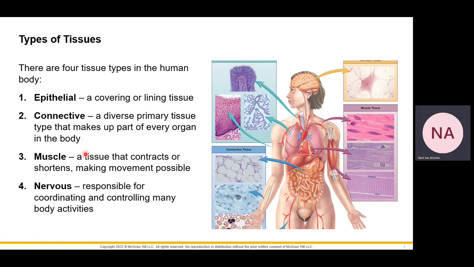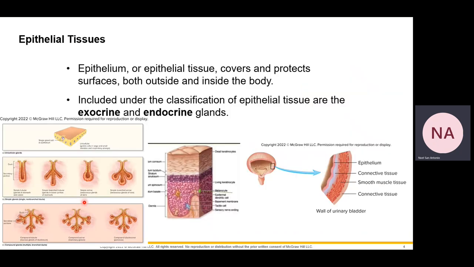Muscle tissue, as we have said in our introduction, is the only tissue capable of contraction or shortening. Hence, it makes movement possible in the human body. And lastly, you have your nervous tissue, which is responsible for coordinating and controlling many body activities. We will be discussing the structure of nervous tissues in detail once we get to the nervous system chapter. Okay, so let's start the details of epithelial tissue.